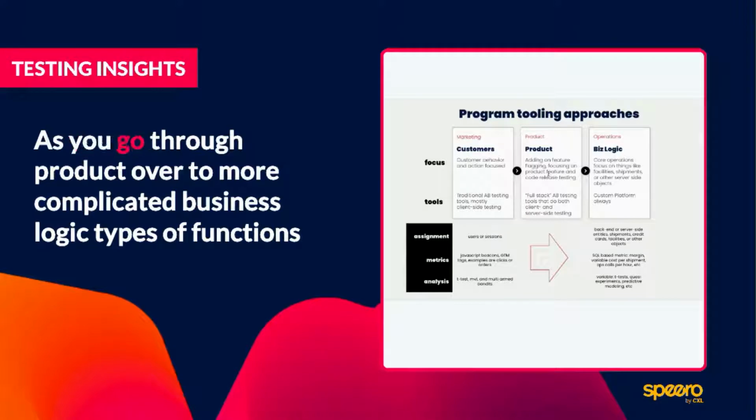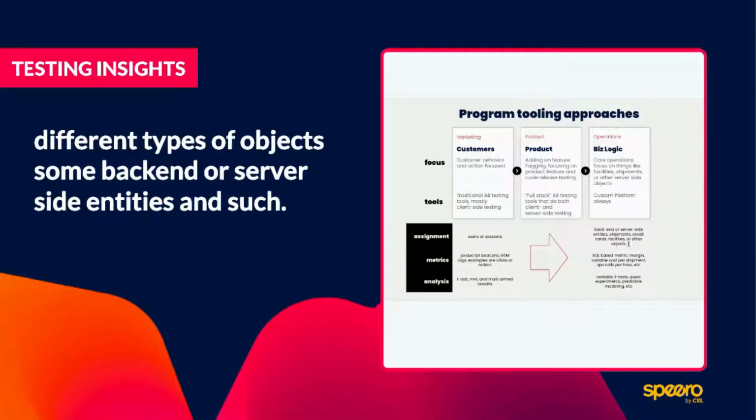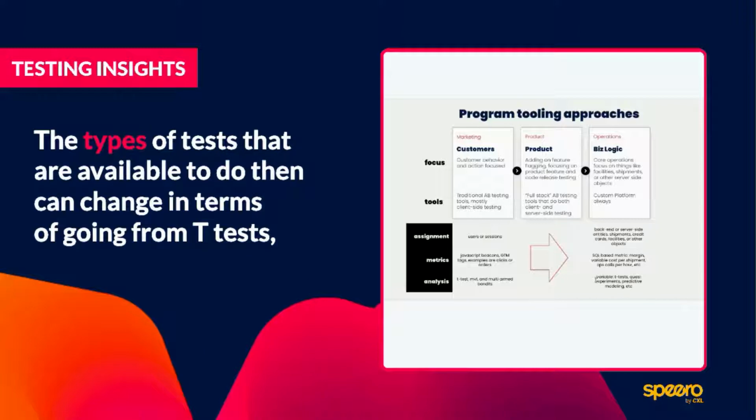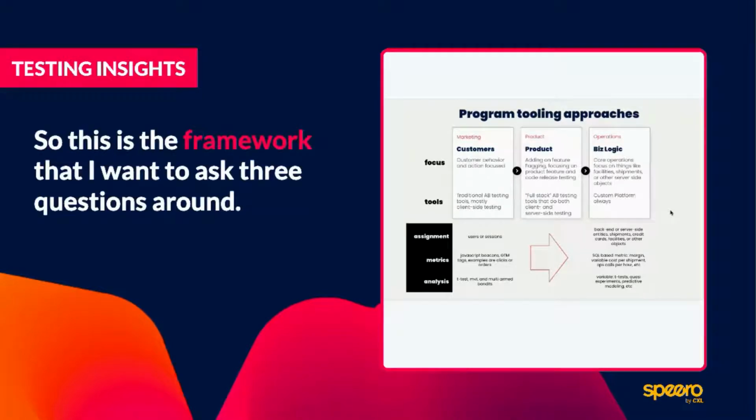As you go through product over to more complicated business logic types of functions and more complicated metrics like margin, Chad makes great arguments on wanting to assign on different types of objects, some backend or server-side entities and such. The types of tests that are available to do then can change in terms of going from t-tests, but also doing quasi experiments, which Chad talks a lot about. So this is the framework that I want to ask 3 questions around.